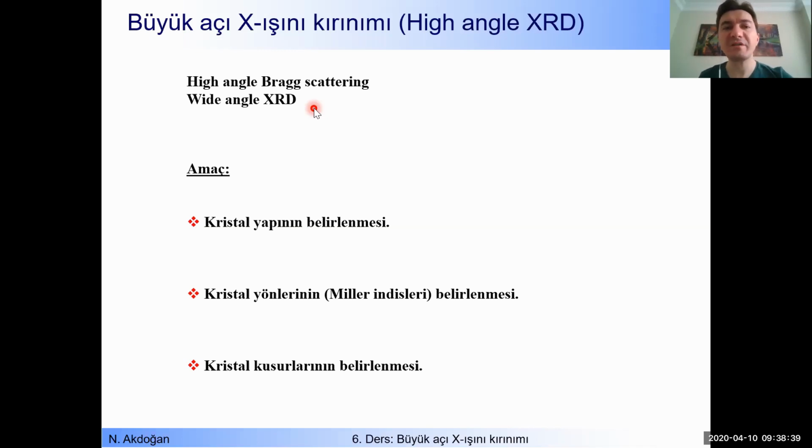So what is the importance of that method and what can we get by using that method? We have 3 main targets. By using that method, we can determine the crystal structure. Is it cubic or tetragonal or hexagonal? If it is cubic, BCC or FCC. We can also determine the direction of the crystals. Okay, we can determine the Miller indices by using that method. And we can determine the defects in the crystals.